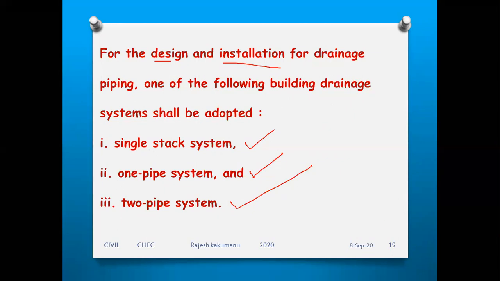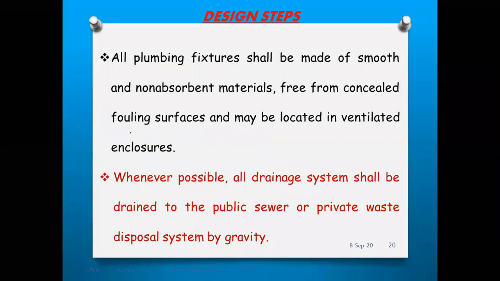So whenever there is a requirement for designing a building system, we can choose any one of these systems based upon the stories of the building and also the maintenance. Whether the one pipe system, two pipe system, or single stack system is chosen, we should maintain some common design rules and principles for doing this design, right? So we will discuss that in detail. If you are using single stack, or two pipe, or one pipe, some design rules we should certainly follow.